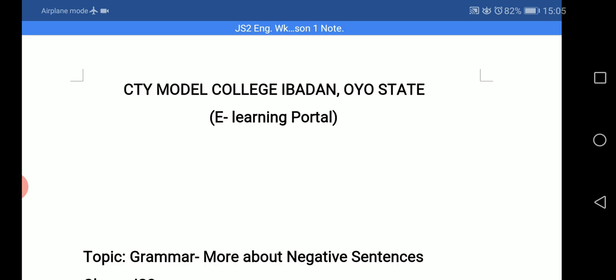So let's analyze the questions I've just read. Is he going? Is is an auxiliary verb. The subject in the question is he, and the verb is going. There is no object. Has she arrived? Has is an auxiliary. She is the subject. Arrived is the verb. Will they pick the rice? Will is the auxiliary. They is the subject. Pick is the verb. The rice is the object.